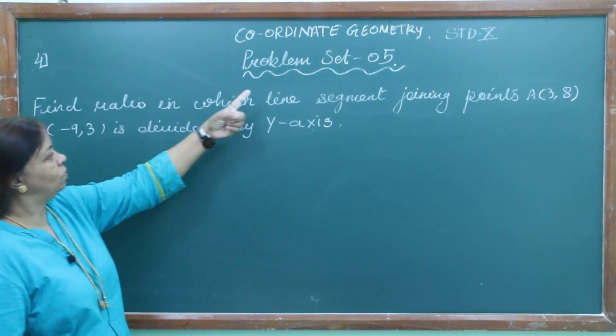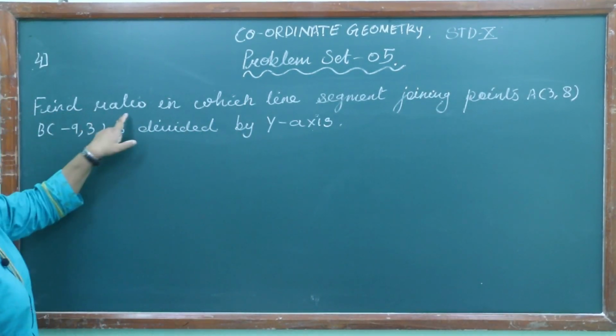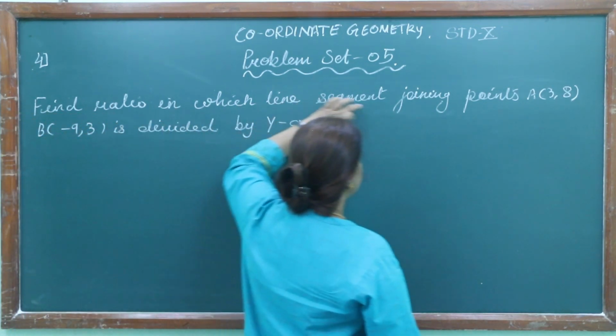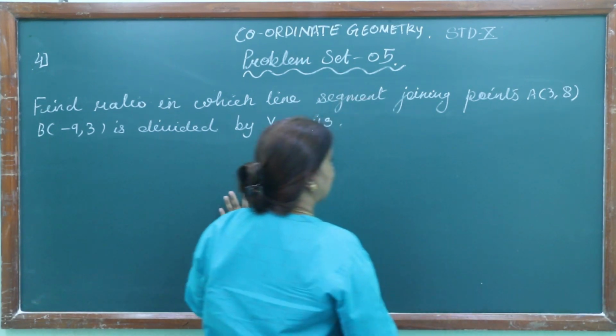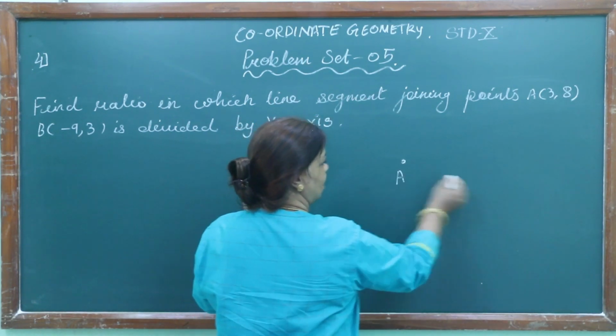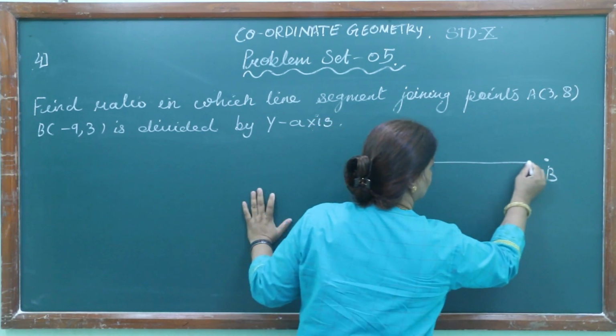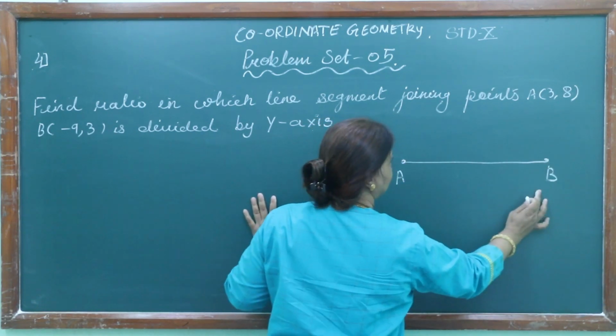Question 4 of the problem set. In this we have to find the ratio in which the line segment joining the points A and B is divided. This is the point A and this is the point B. This is the line segment which joins the points A and B.